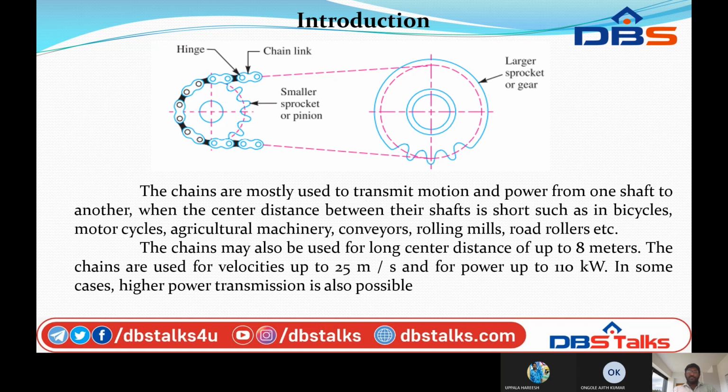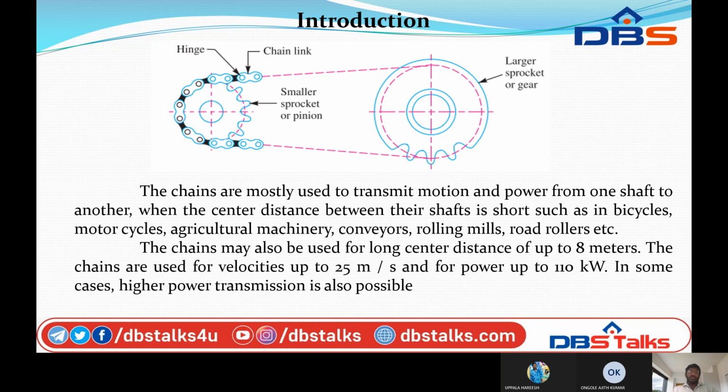Chains are mostly used to transmit motion and power from one shaft to another when the center distance between the shafts is short, such as in bicycles, motorcycles, agricultural machinery, conveyors, rolling mills, road rollers, etc. So the examples of chain drives are bicycles, motorcycles, agricultural machinery, conveyors, rolling mills, and road rollers.